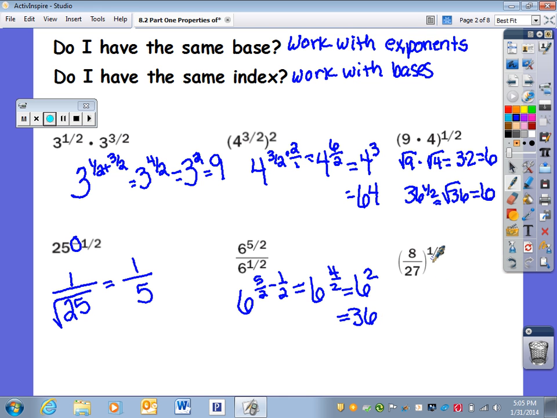In the next example, when we have a fraction raised to an exponent, we can simplify that by doing the numerator and denominator separately. And when it is to the 1/3 power, we remember that that simply means that that's the cubic root. So we have the cubic root of 8 and the cubic root of 27. So the 3rd root of 8 is 2, and the 3rd root of 27 is 3. So the answer will be 2/3.